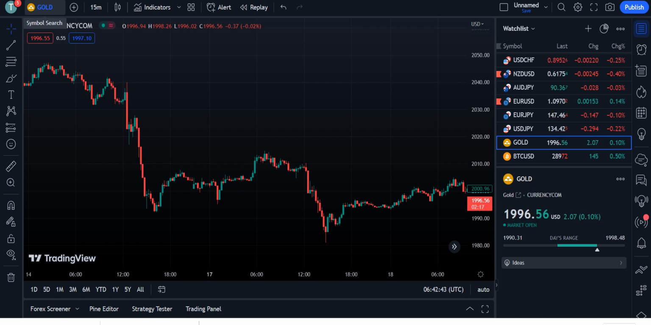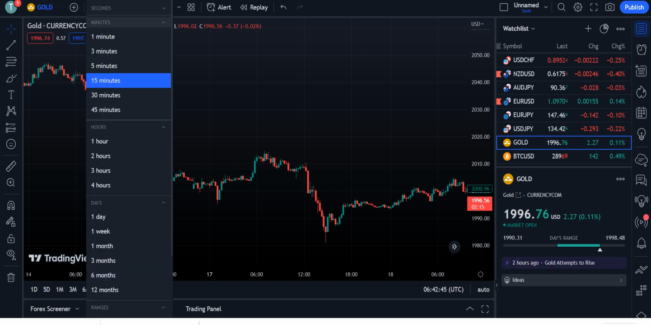Here I have chosen the gold chart with a 15 minute time frame. You can choose any time frame from 3 minutes to 30 minutes, but I have chosen 15 minutes for my scalping, and if you want to do day trading, then you can choose any time frame from here.